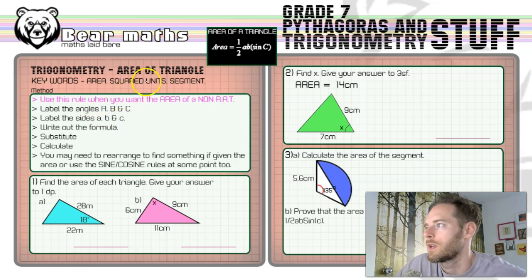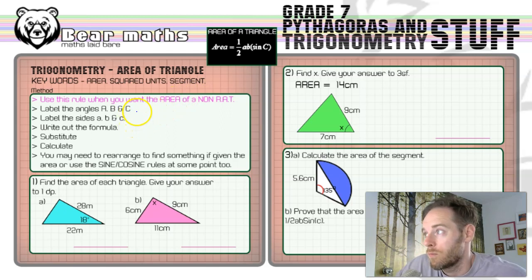Now the formula that we use here is half ab sine C. So you will know how to work out the area of a triangle. It's half the base times the perpendicular height. This is using trigonometry. This is a formula that will always work, so we can use this to work out the area of a triangle.